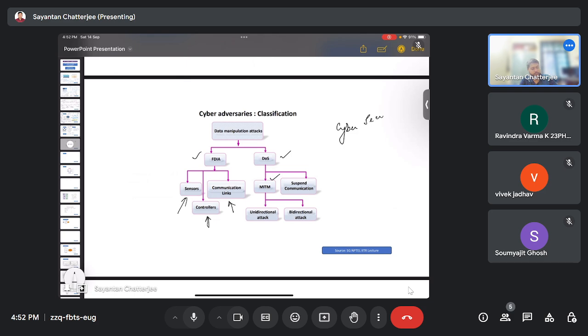So what we can do is that we can protect the system from the security perspective. Okay.